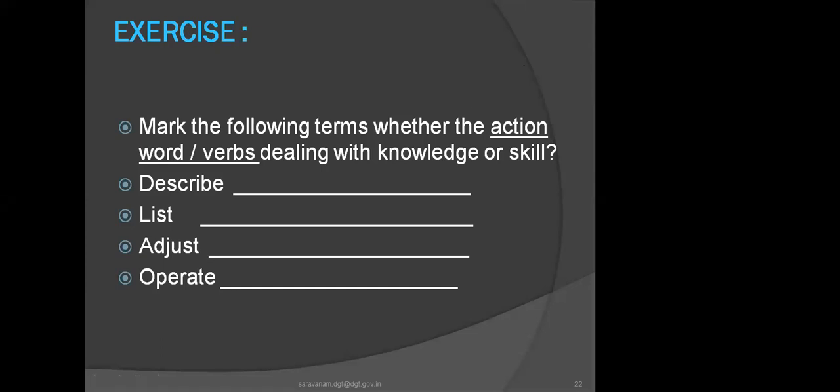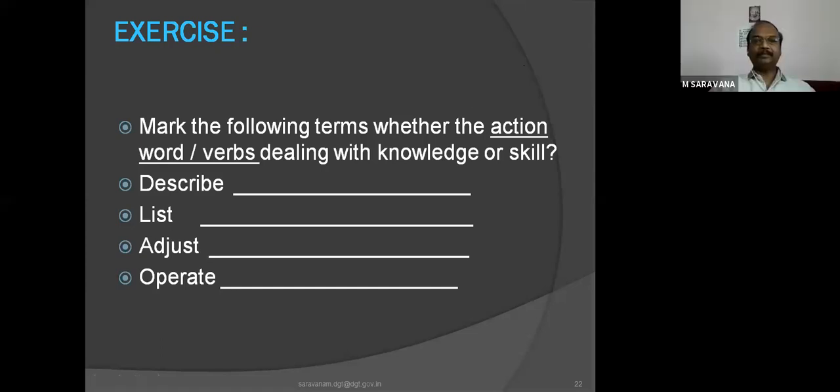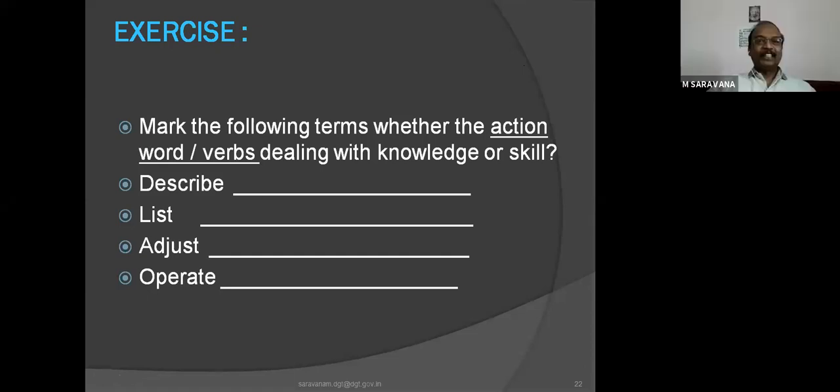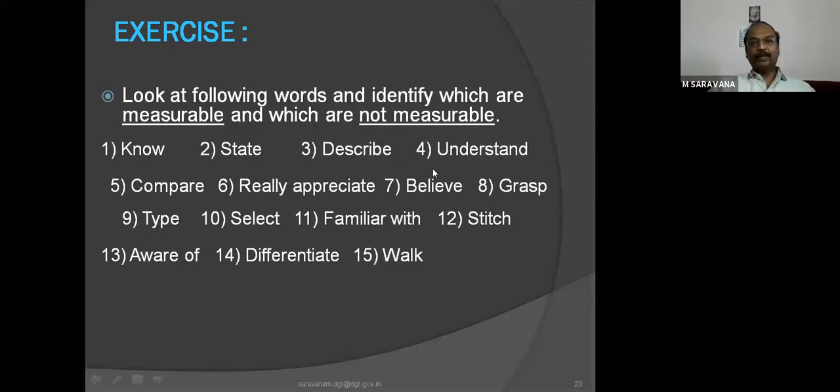For the first exercise, describe is knowledge, very good. List is knowledge, very good. Adjust is the skill, and very good. Operate is the skill. Very good, madam. Thank you, sir. So these four words, two related to knowledge and two related to skill. Very good. And this one, anyone else can try, which is measurable and which is not measurable.